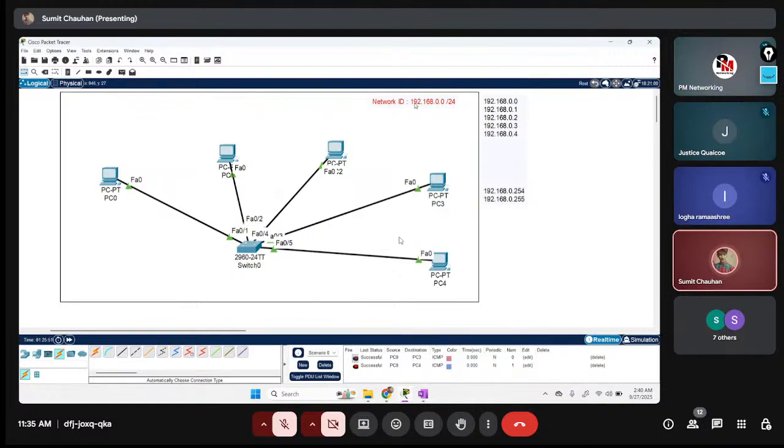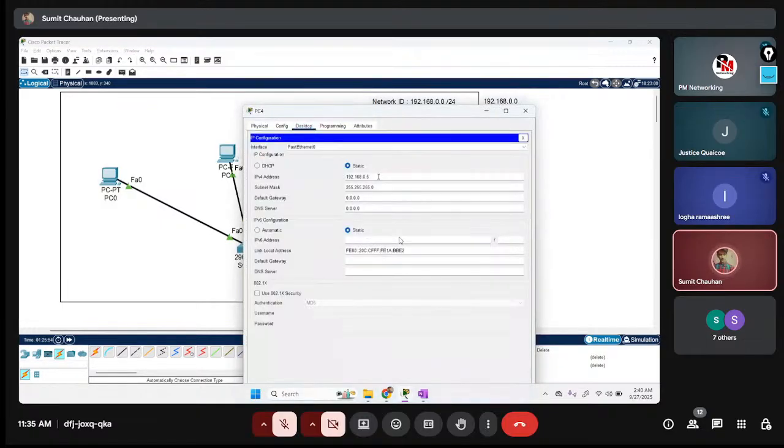the 192.168.0.0/24 network. But if I assign an IP address of a different network, a wrong IP address, let's just suppose I change it to 100.10.100.10, a different, wrong IP address. Are we still able to send data to this device? Let's just see.